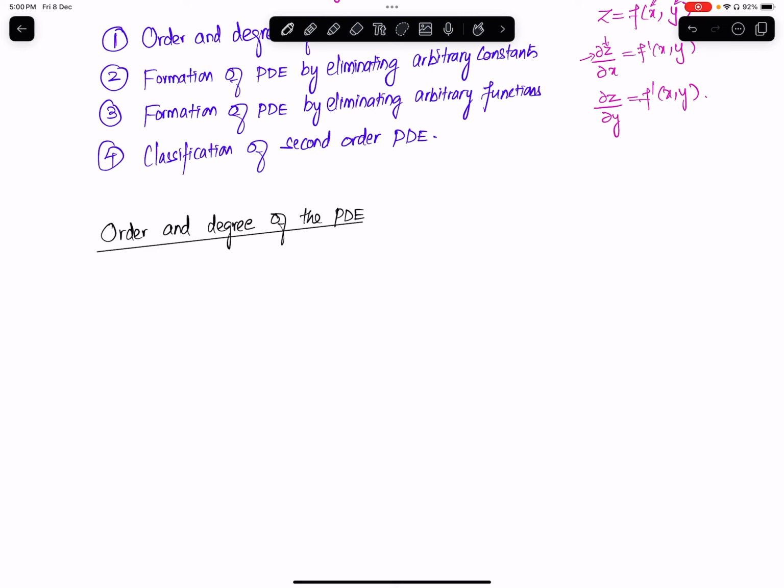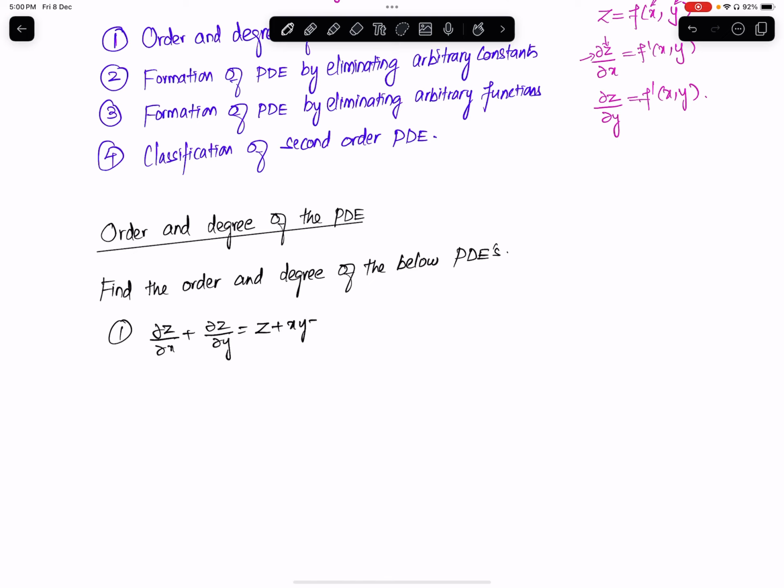Okay, so we can go on. I give some set of questions. From there we can find the order and degree directly. See here, find the order and degree of the below PDEs. The first one, dou z by dou x, dou z by dou y equal to z plus xyz.